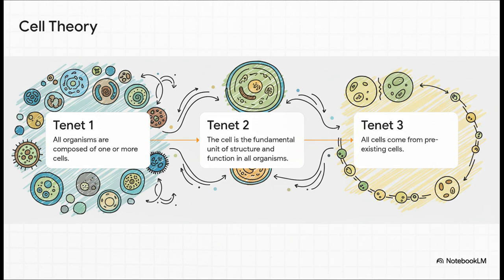They were nailed down in 1839 by 2 scientists, Schleiden and Schwann. First, everything that's alive is made of cells. Second, the cell is the most basic, fundamental unit of that life. And third, and this is a big one, all cells have to come from other pre-existing cells. No magic. This cell theory is going to be our roadmap for everything we explore next.